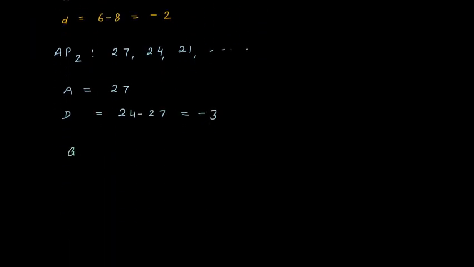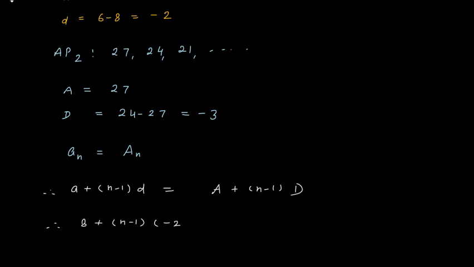So it is given that small an is equal to capital An. Small an and capital An are same. Therefore small an can be written as a plus n minus 1 d, and capital An can be written as capital A plus n minus 1 into capital D. So the value of small a we have 8 plus n minus 1 into minus 2 as small d, is equal to capital A, 27, plus n minus 1 into capital D, minus 3.